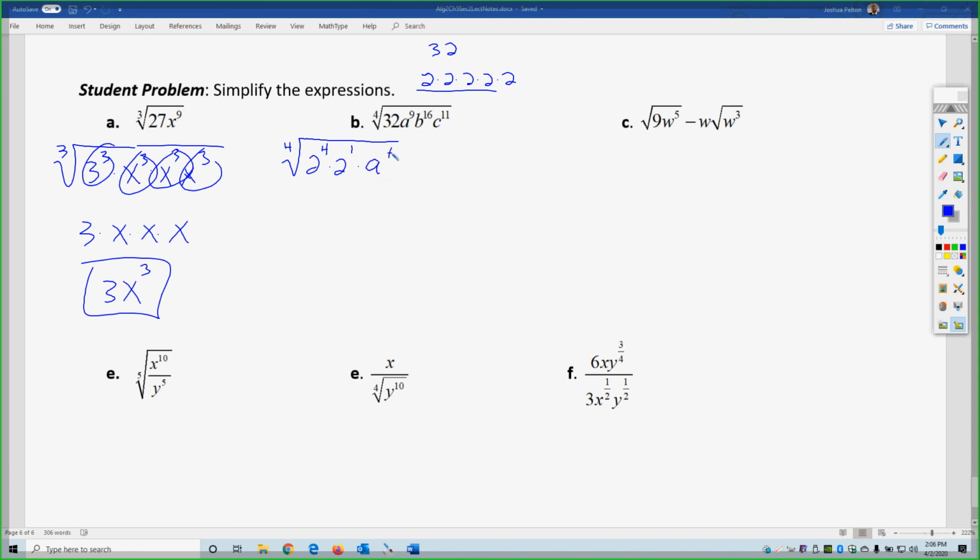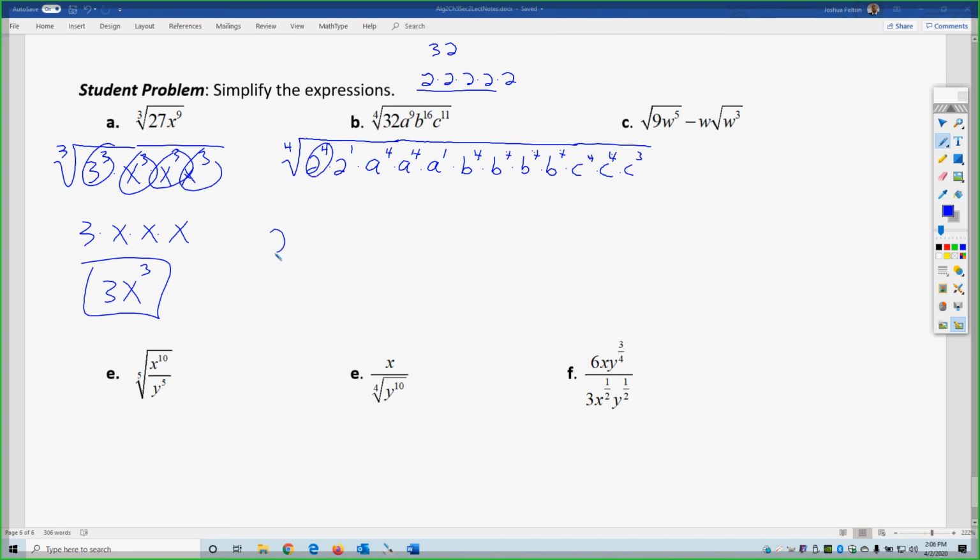And we have a to the 4th, a to the 4th, and a to the 1 to get groups of 4 for the 9 a's. And then we have b to the 4th, b to the 4th, b to the 4th, and b to the 4th for b to the 16. And then c to the 4th, c to the 4th is c to the 8 and 3 more makes 11. So that is our total breakdown.